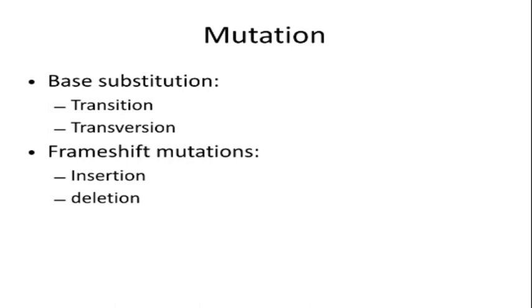So what can happen here is base substitution. One nucleotide is taken out and replaced by another nucleotide. This is called base mutation. In base mutation, we see transition and transversion. What do we mean by transition? One purine gets converted into another purine, whereas one pyrimidine gets converted into another pyrimidine. This is what is known as a transition.